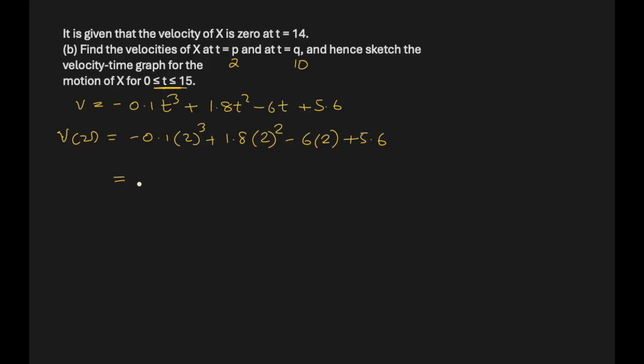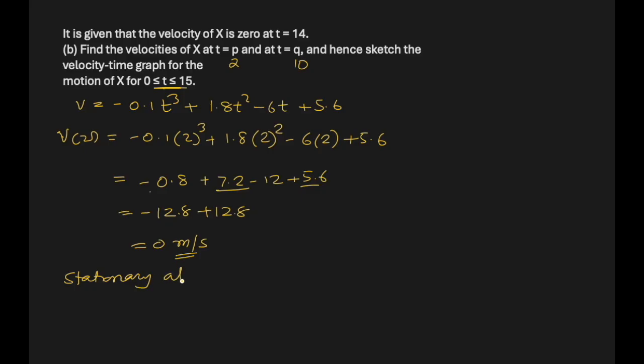So you can use your calculator for this. I'm just trying to do it mentally. 7.2 minus 12 plus 5.6. So this is 12.8 minus 12. Okay, minus 12.8 plus 12.8, which is 0. So 0 meters per second. It is stationary at t equal to 2.